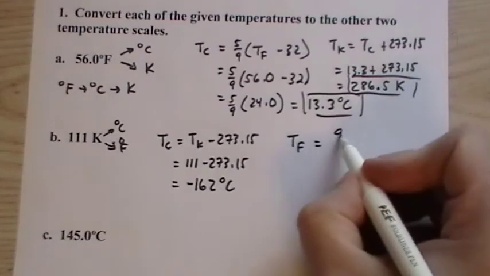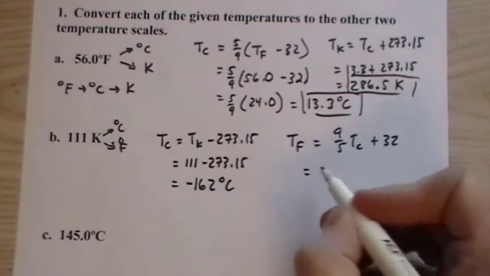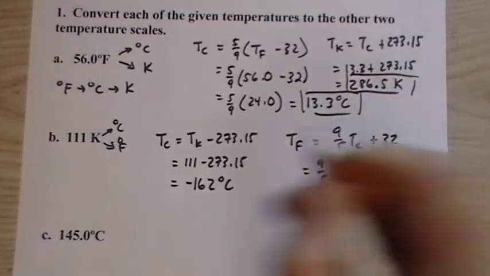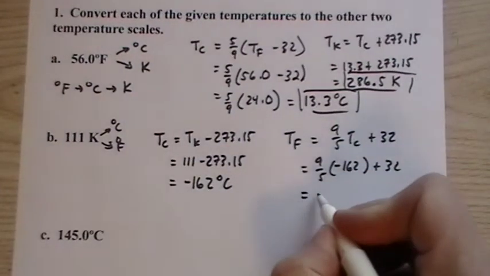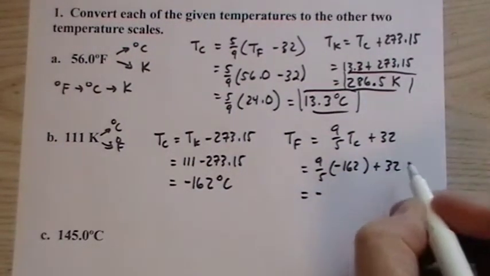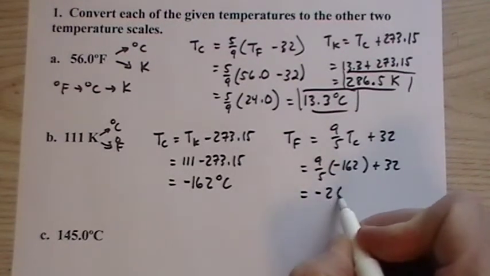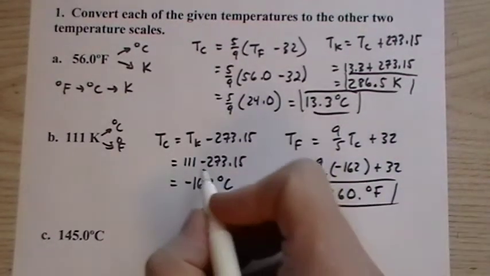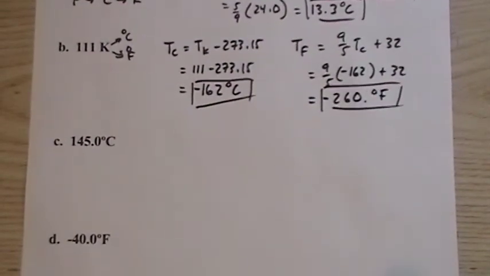So that's going to be 9/5 TC plus 32. So this is going to be 9/5 times minus 162 plus 32. So minus 162 times 9 divided by 5 plus 32. And we can only go to the ones place here. So this is going to be minus 260 degrees Fahrenheit. And when I'm working away on the calculator, feel free to fast forward.